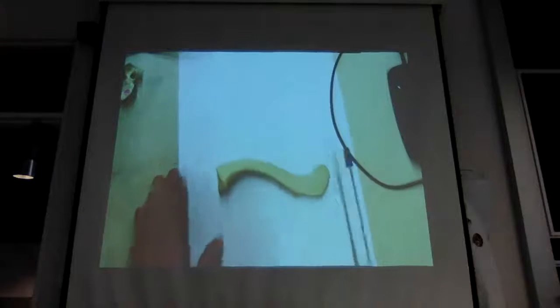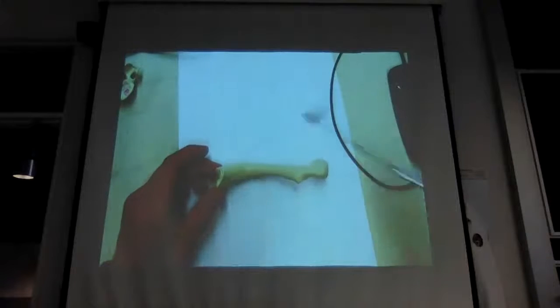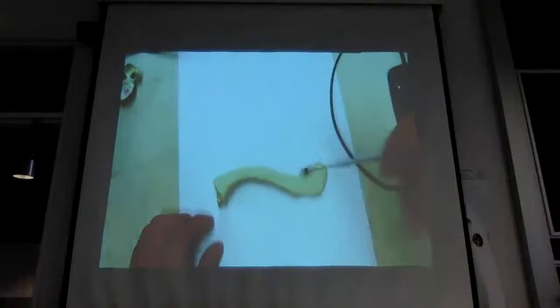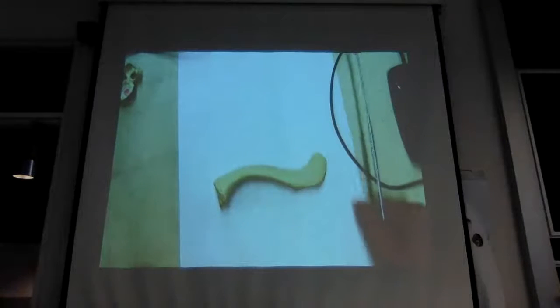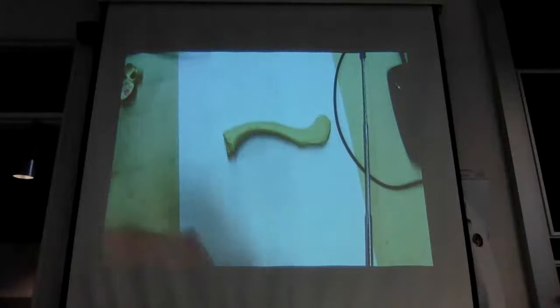So one more time. Medial, lateral, superior, inferior, anterior, posterior. Which bone is this, left or right? Right. This is the right clavicle. It'll take practice. That's the right clavicle.